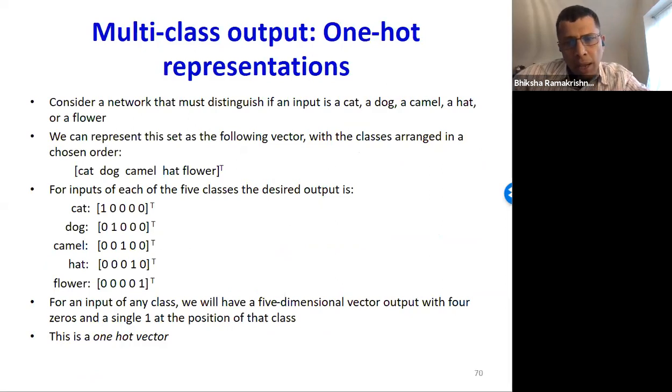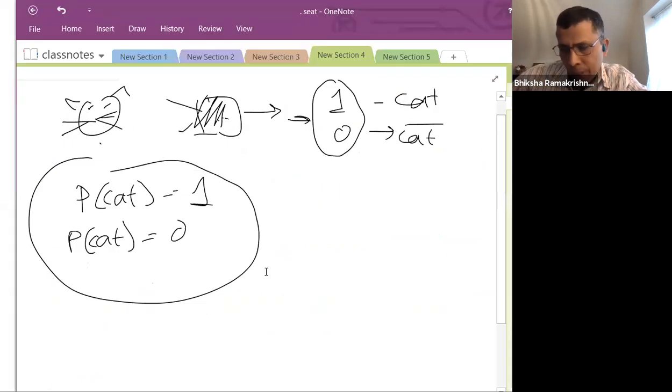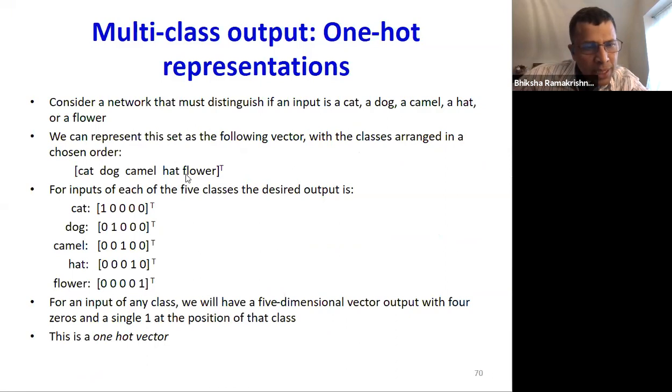Now, when I have multiple classes, if I'm performing multi-class classification, I'm going to be trying to distinguish between objects like a dog, a cat, a camel, a hat, or a flower. In this case, we will represent this set as an ordered set, as a vector of this kind: cat followed by dog, followed by camel, followed by hat, followed by flower. Now, if I have an input which is a cat, I'm going to represent it as this vector, which has a 1 in the first location and zeros elsewhere. So observe that it has a single 1 and zeros elsewhere.